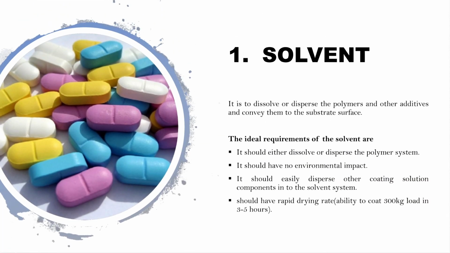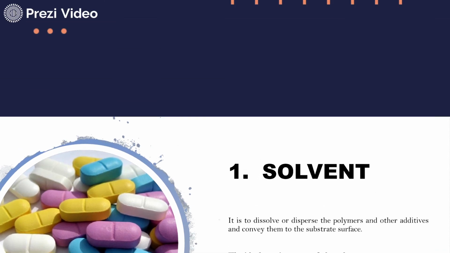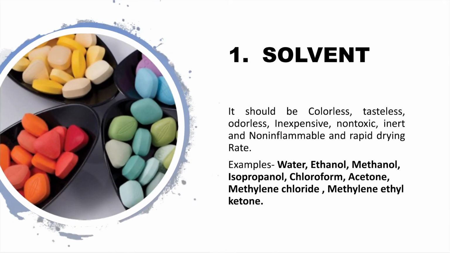When we talk about the solvents, nowadays a lot of solvents are available whereby you can disperse the polymers and other additives. But they should meet all the ideal requirements of solvents: they should either dissolve or disperse the polymer system, have no environmental impact, be easily dispersible, and have a rapid drying rate. Also, the solvent should be colorless, tasteless, odorless, and non-flammable. The classic examples are water, ethanol, methanol, isopropanol, chloroform. Try to memorize at least 4 to 5 examples.